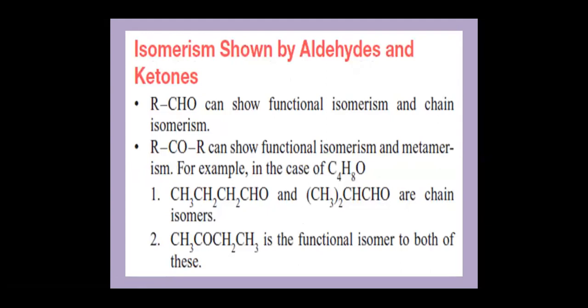Isomerism shown by aldehydes and ketones. Aldehydes can show functional isomerism and chain isomerism, while ketones can show functional isomerism and metamerism. For example, in the case of C4H8O, n-butyraldehyde and isobutyraldehyde are chain isomers, and CH3COCH2CH3, that is ethyl methyl ketone, is the functional isomer to both of these.